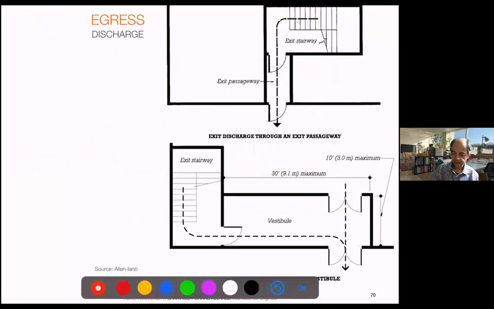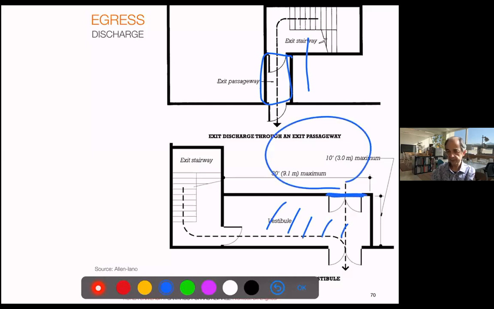And finally, discharge. The point of discharge is to have a safe space, right? The best is to have the stair direct to the street, and if you have a vestibule or something like that, as we said, you need a very safe door, a very safe space, so you will not have the exit compromised.